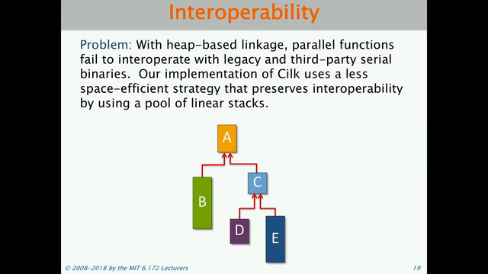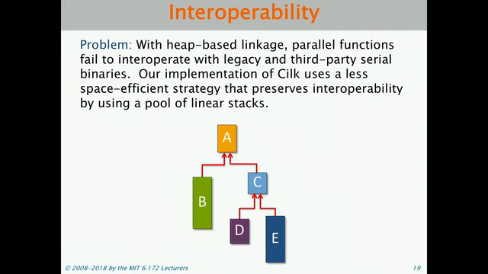So parallel functions fail to interoperate with legacy and third-party serial binaries. Even if you can recompile all of this code, which isn't always the case, you can still have issues if the legacy code is taking advantage of the traditional linear stack inside the source code. So our implementation of Cilk uses a less space-efficient strategy that is interoperable with legacy code, and it uses a pool of linear stacks instead of a heap-based strategy.